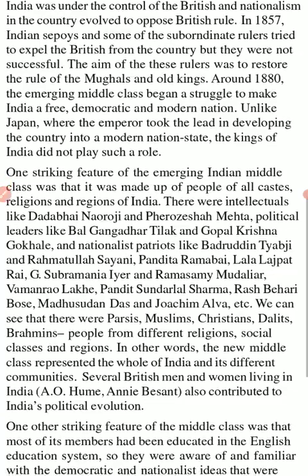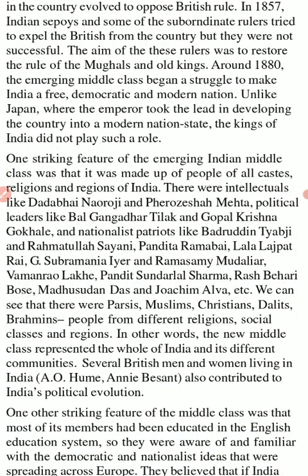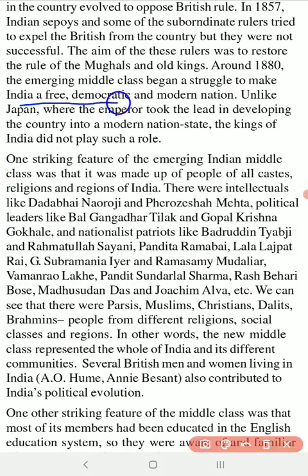Around 1880, the emerging middle class began a struggle to make India a free, democratic and modern nation, unlike Japan, where the emperor took the initiative. But in India, it's the other way. Unlike Japan, where the emperor took the lead in developing the country into a modern nation state, the kings of India did not play such a role. India had no one king. India had many kings. There were many small kingdoms. Therefore it was very difficult for any unified power to take up the initiative to establish a nation state.